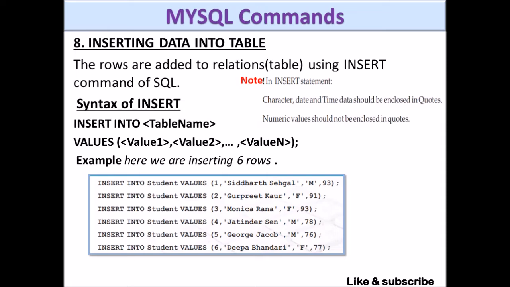See here, our first record we are inserting is: insert into student values, roll number 1, and for the name we are giving Siddharth Sahgal. You can give any name, but you have to keep it in quotation marks, single or double, that is up to you. Because this is a char or varchar type, it should be enclosed in quotation marks. Siddharth Sahgal, then comma, then male, and then marks. Then close the bracket, add a semicolon and press enter. You will see that the first record is entered in that table. Similarly we are inserting the next 7 records.